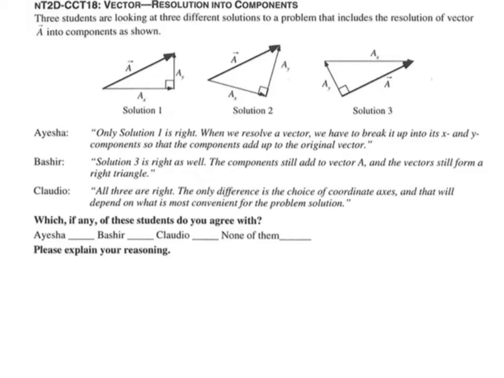When we resolve a vector, we have to break it up into the x and y components so that the components add up to the original vector. Bashir says solution 3 is also right because the components still add to vector A and this vector still forms a right triangle. And Claudio says all three are right, the only difference is the choice of coordinate axes, and that will depend on what is most convenient for the problem solution.